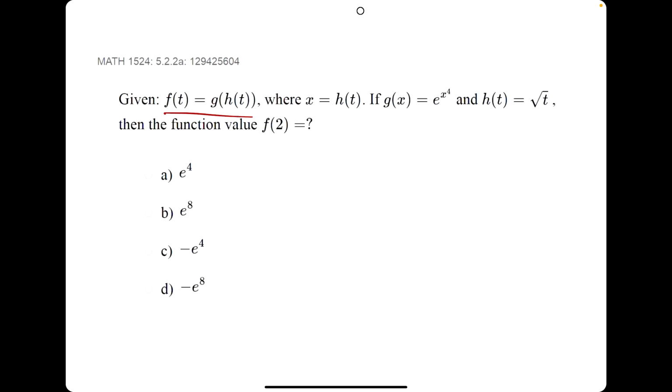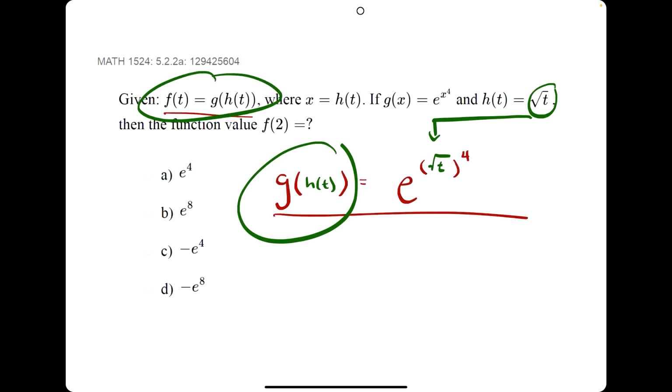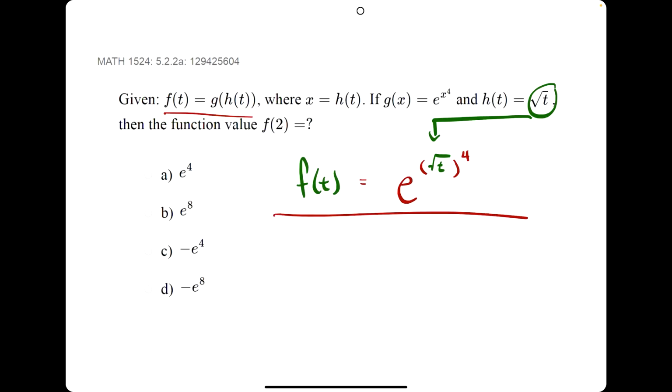All right, one more example here. They're also asking you for g of h of t. If g of x is e to the x to the fourth, then g of h of t is just e to the square root of t to the fourth. But keep in mind, g of h of t was also equal to f of t. So what we really just found is f of t. And if they want us to find f of 2, we'll plug in 2 wherever we see t.